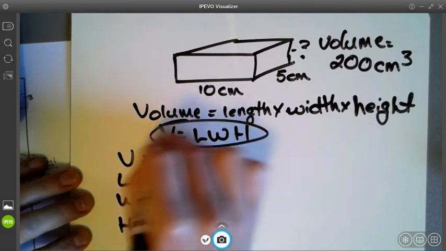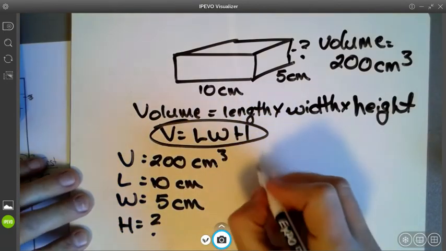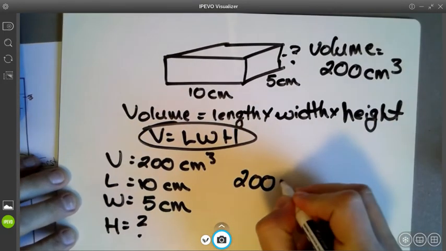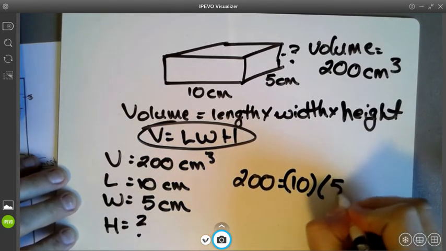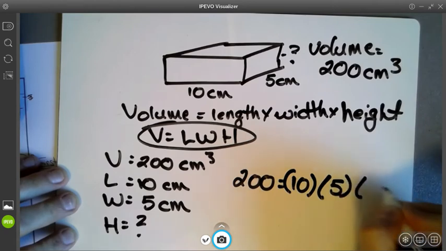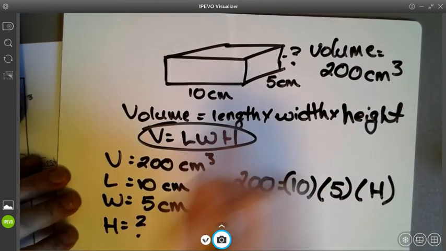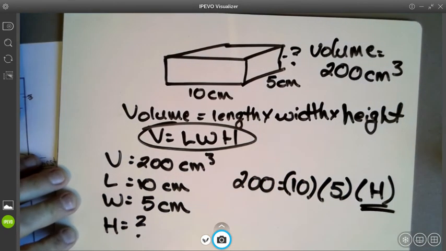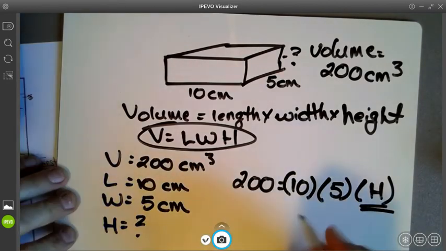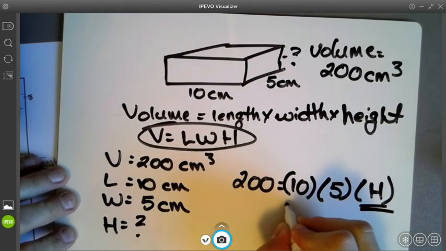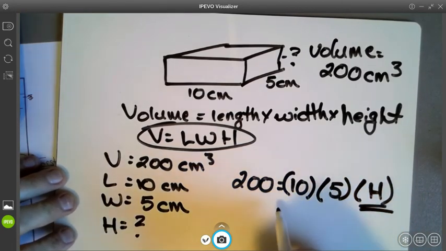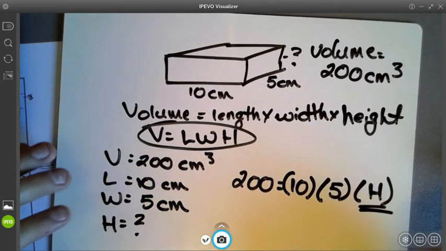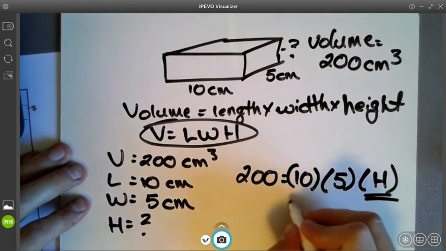Now we put it into this formula. V is equal to 200, which is equal to 10 times 5 times h, our unknown. We want to get this h on its own. So what we do is we divide. First off, we can multiply these two together to give us 50, and we could just divide by 50, and that would give us our answer. Or we can divide them individually. Let's divide them individually for this one.